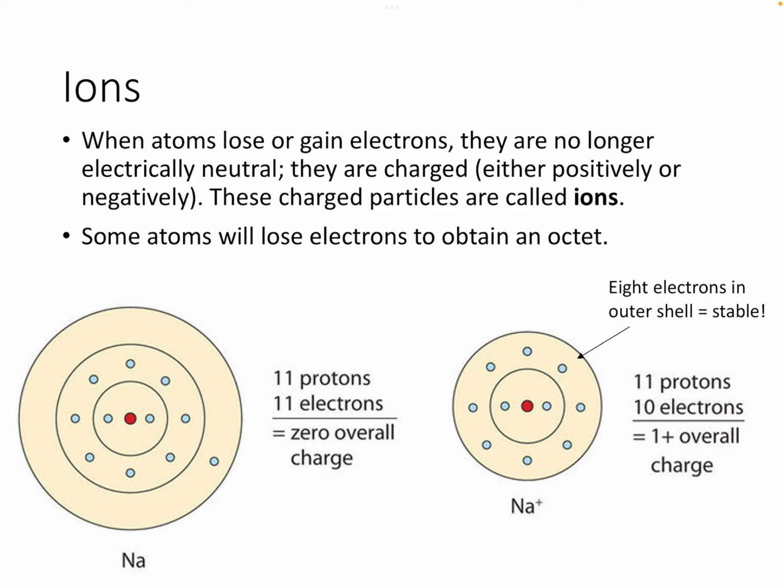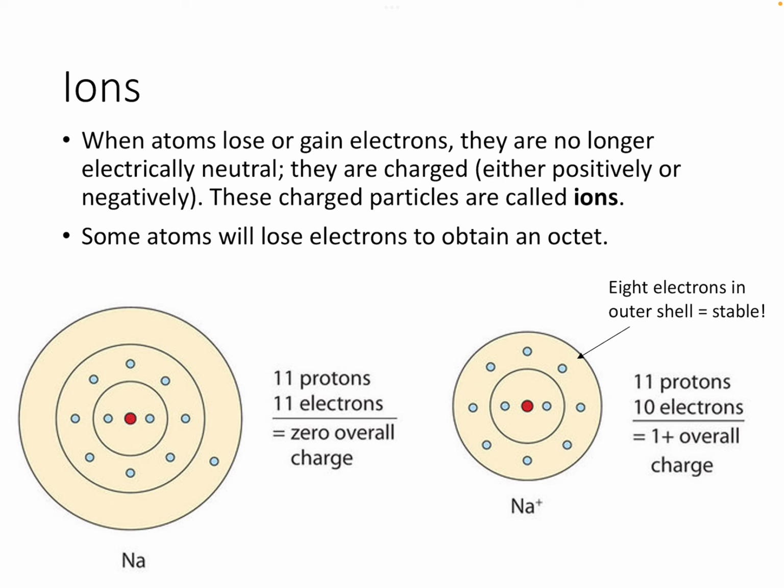So how can atoms achieve 8 valence electrons? Well, it depends. Some atoms are going to lose electrons, some atoms are going to gain electrons in order to achieve 8 valence electrons. Now, when atoms lose or gain electrons, they're no longer electrically neutral like we've been assuming this entire time. They are going to have a charge, either positive or negative. And these charged particles are called ions.